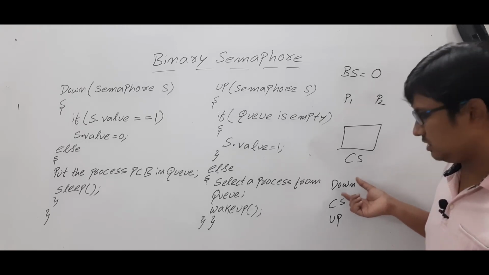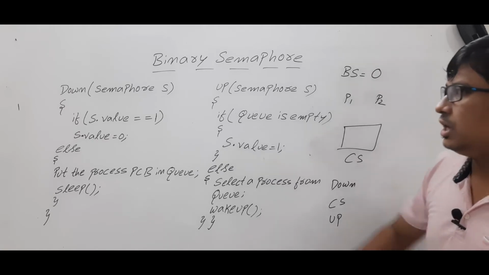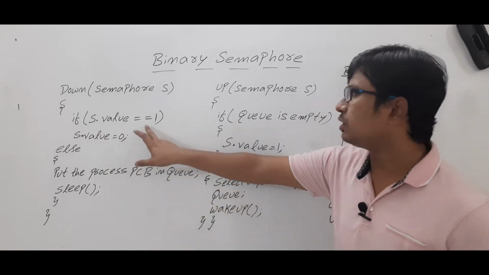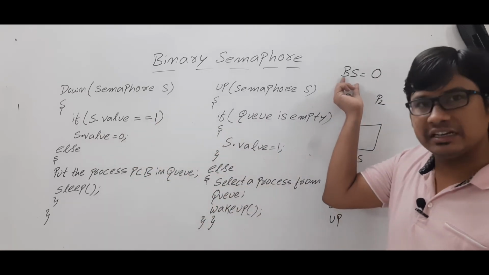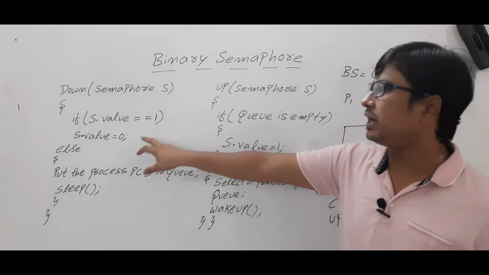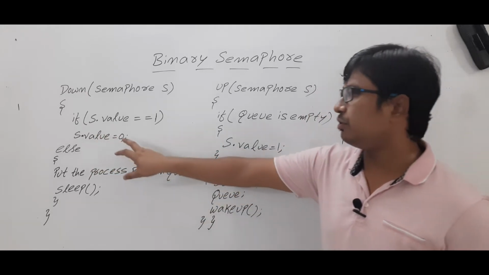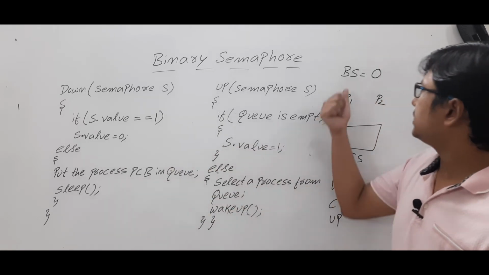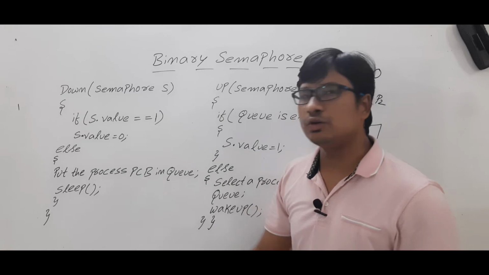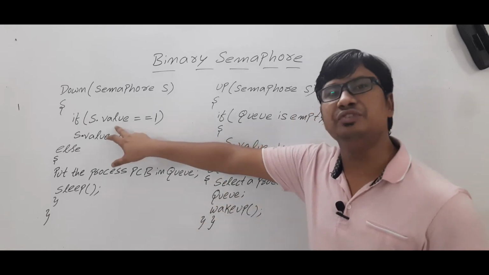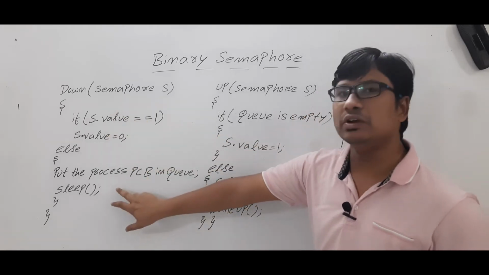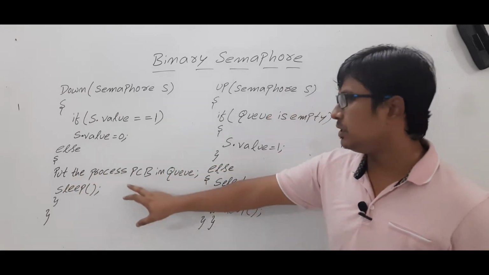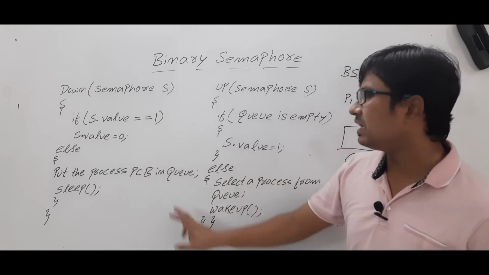So at the entry section you need to perform the down operation. Now look at what the down operation is doing. If s.value is equal to 1, meaning that if your binary semaphore value is equal to 1, then you will make the binary semaphore value equal to 0 and enter into the critical section. However, look here, the binary semaphore value is equal to 0, meaning that this if condition is false. If this if condition is false, it will come to the else block. What is the statement in the else block? Put the process PCB, PCB means process control block, in the queue.